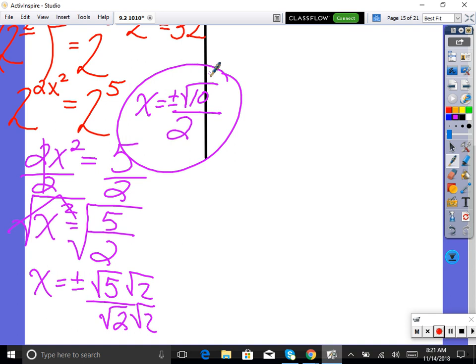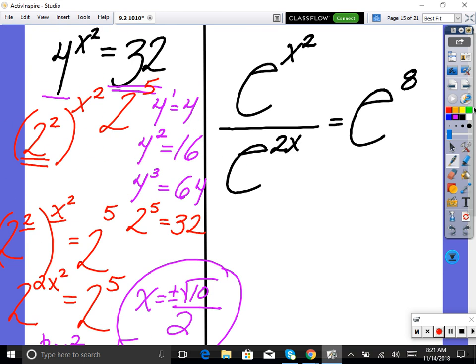Okay, let's look at another one of similar difficulty level. Okay, so we have base e, and equals e. They are all the same base, aren't they? But the problem is we need it to be one base. Can anyone think of how we can rewrite this left side as one base?